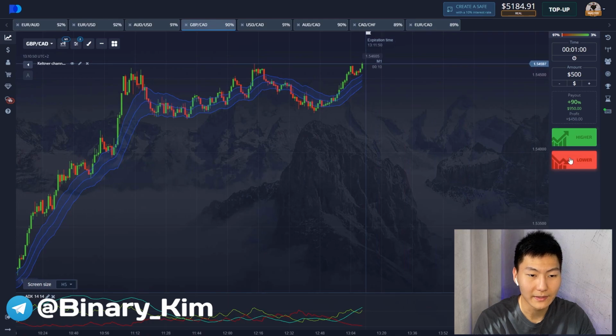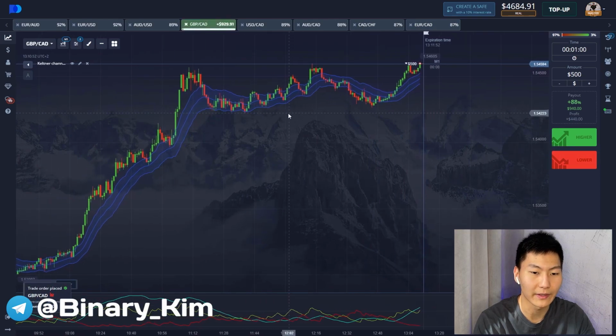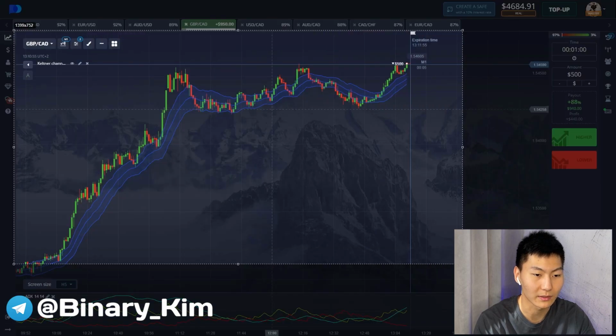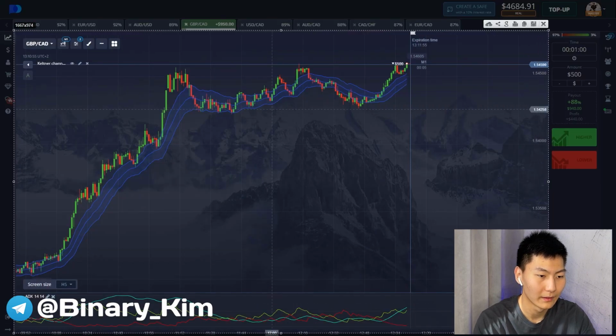Let's continue analyzing, and I see a nice trading opportunity here. Let's open a short. This is a good one. So if you look at the ADX, we see that the moving average has gone up. The same goes for the green line. So we are expecting a correction here and here.